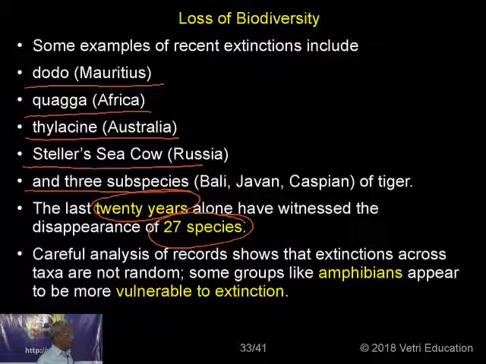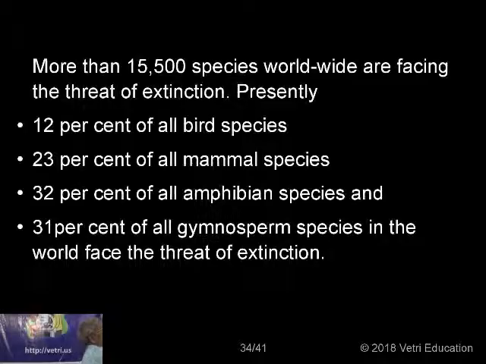Careful analysis of records shows that extinctions across the taxa are not random. Some groups like amphibians appear to be more vulnerable to extinction. So perhaps after about 1 million years, we don't know whether the earth itself will exist till that time, there won't be any amphibians on this planet, I think. So these are all our contribution. I can say only our contribution. We have contributed to the disappearance and the extinction of all these things, birds, animals, plants. All these things have become extinct because of the human inhabitation on this land.